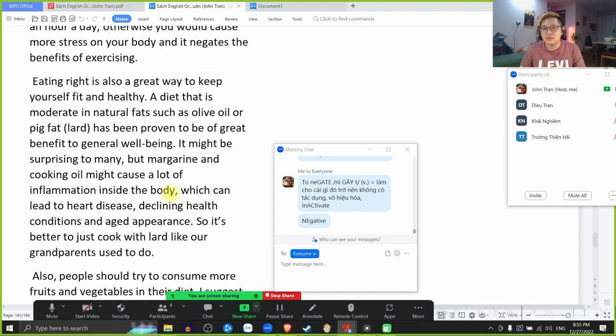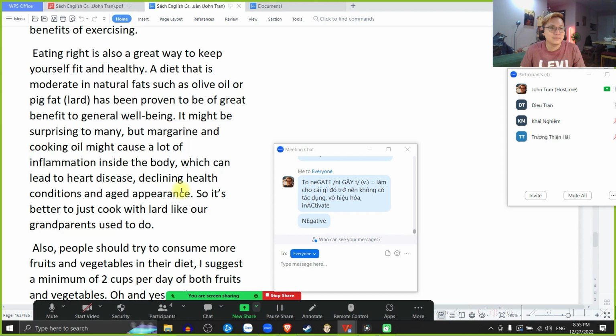You have to exercise in the right way. Now, who next then? Nghiêm. Eating right is also a great way to keep yourself fit and healthy.